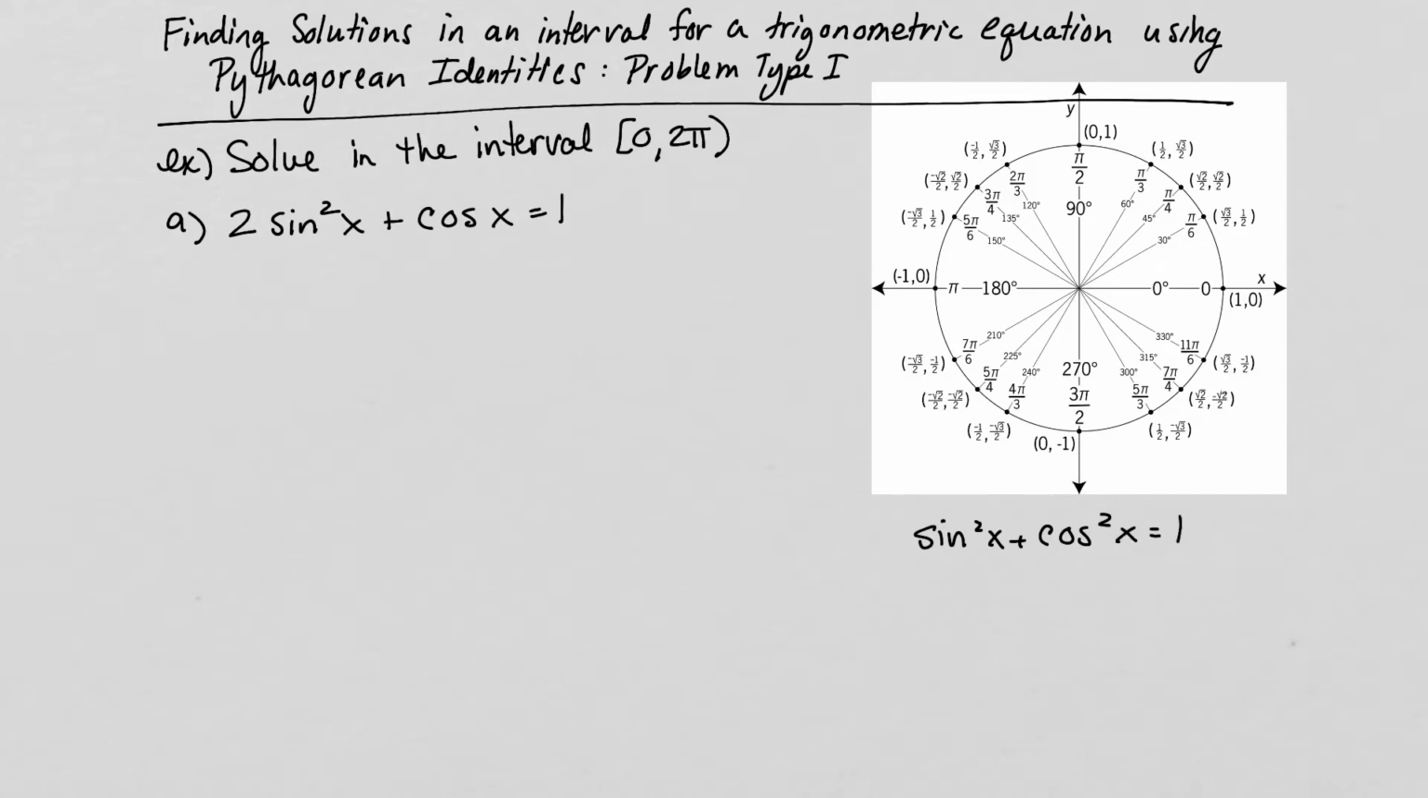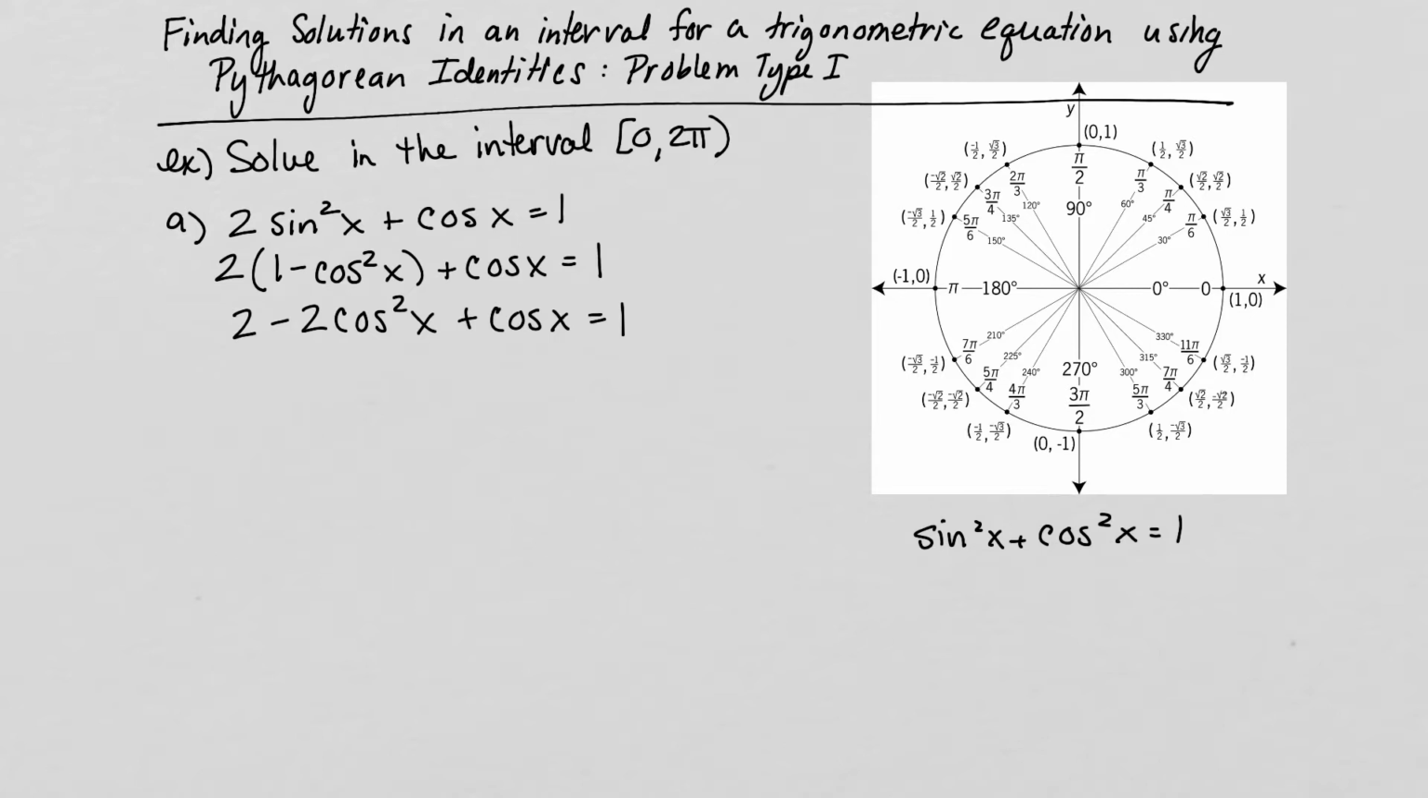And so I could solve this for sine squared x. And if I did that, that means that sine squared x is going to be 1 minus cosine squared x. So I can replace the sine squared x by 1 minus cosine squared x, plus a cosine x equals 1. And now if I distribute that 2, I end up with 2 minus 2 cosine squared x plus cosine x equals 1.